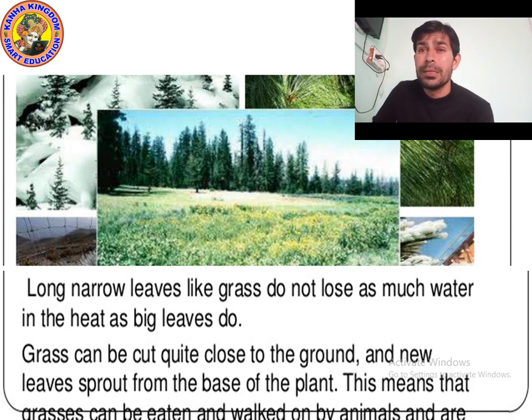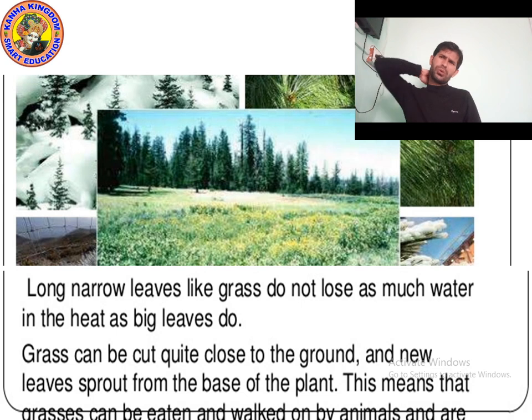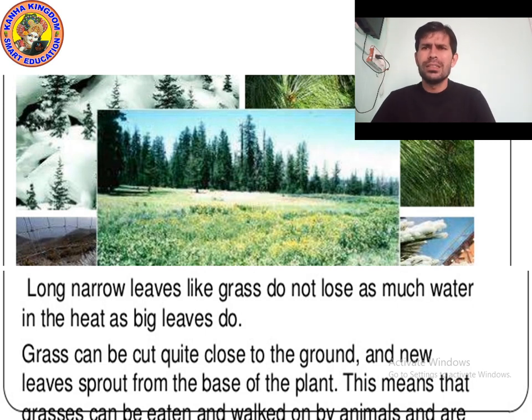As these creeping stems spread out, shoots grow up and produce leaves. The deep spreading root system makes sure that even in drought the plants are able to get water. Long narrow leaves like grass do not lose as much water in the heat as big leaves do. Grass can be cut quite close to the ground, and new leaves sprout from the base of the plant. This means that grasses can be eaten and walked on by animals.